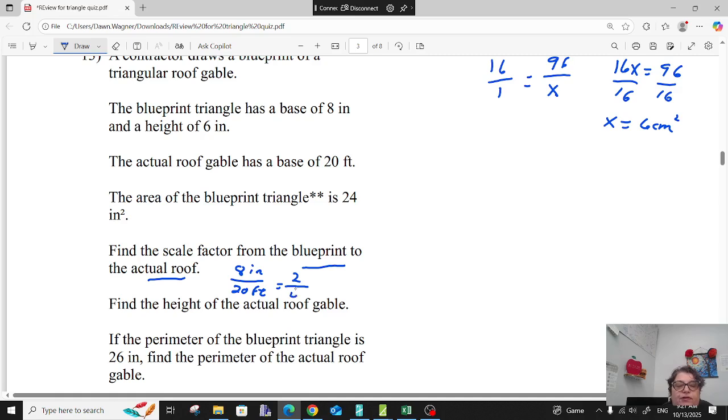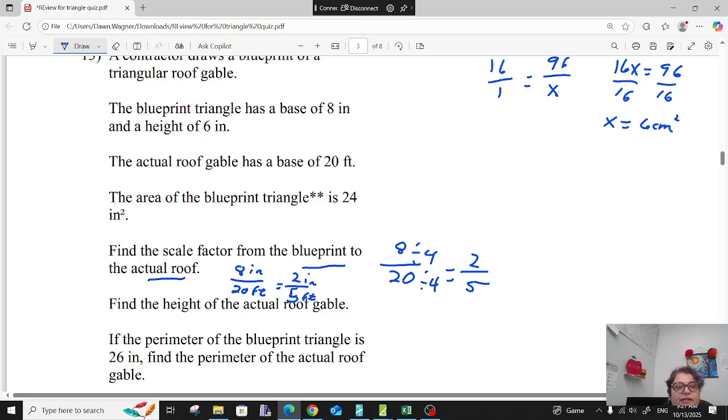2 over 5. Yes. 2 inches over 5 feet. For every 2 inches, it equals 5 feet. How you do that is you would divide both of these by 4, which is 2 over 5. Right?